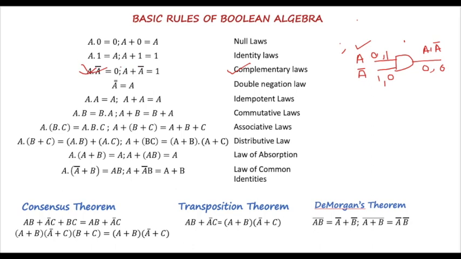Now this relation states that a variable ORed with its complement always gives 1. Now you can see, if this is one input and this is another input, it will give A plus A bar. So if A equals 0, then this input will be 1, so the output will be 1. Now when A equals 1, then this input will be 0, and then also the output will be 1.